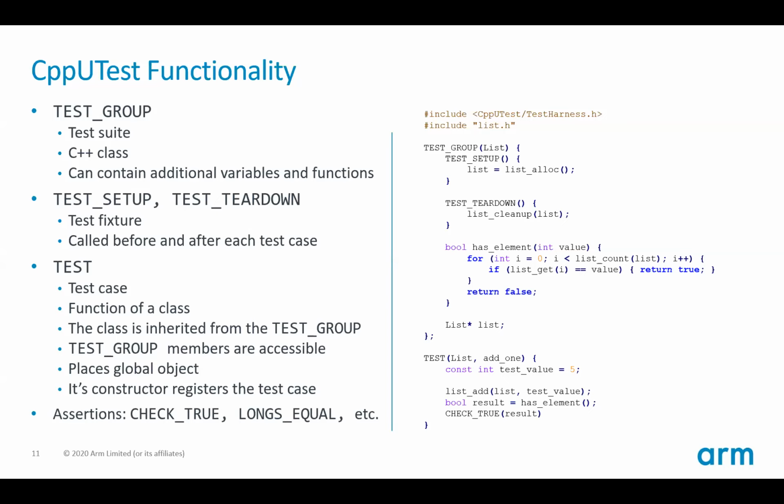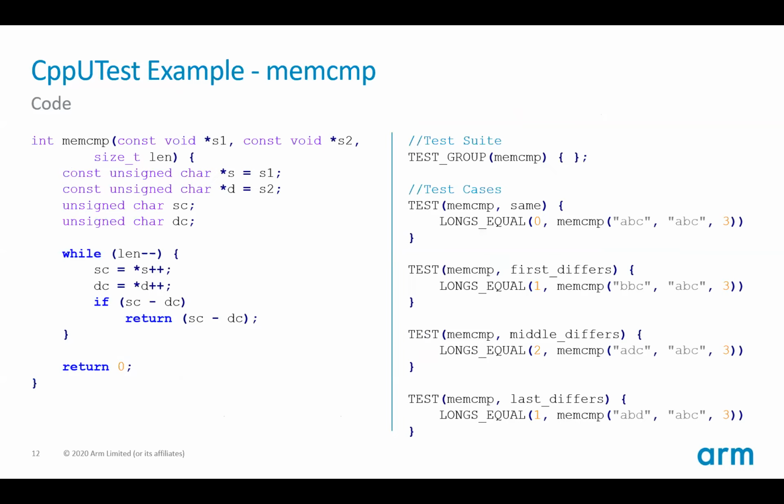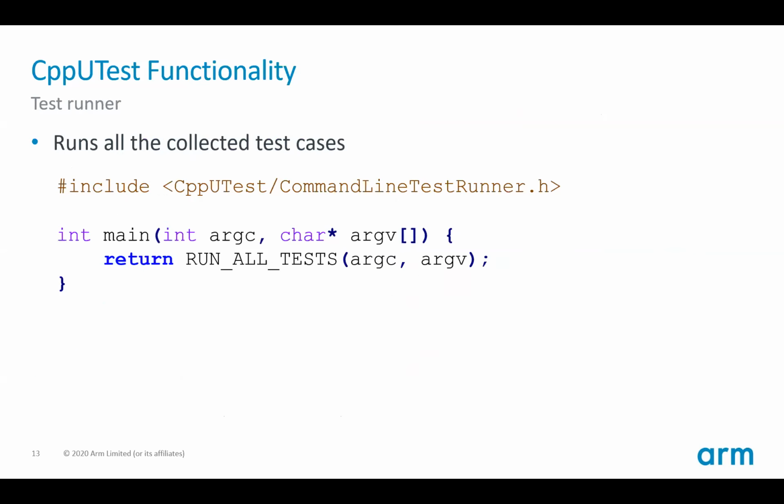There are also built-in assertions in the framework. So it has assertions like check true and long equals, which you can see in the example here. On the left is an example of a memcopy test, and on the right is an example of how it would be in a test suite, with some different test cases for it, and it uses the long equals assertion on the right. And then all of the test cases can be run through the main with run all tests. It's all built into CPU test.